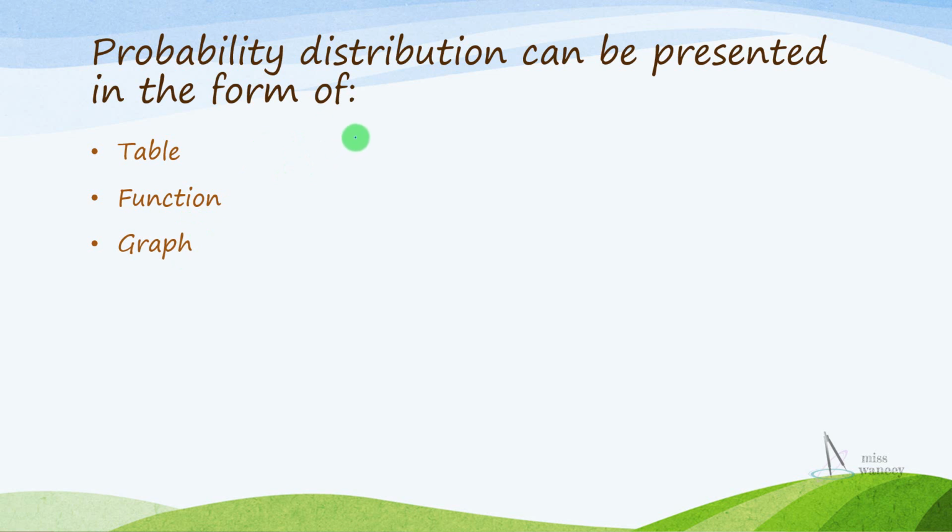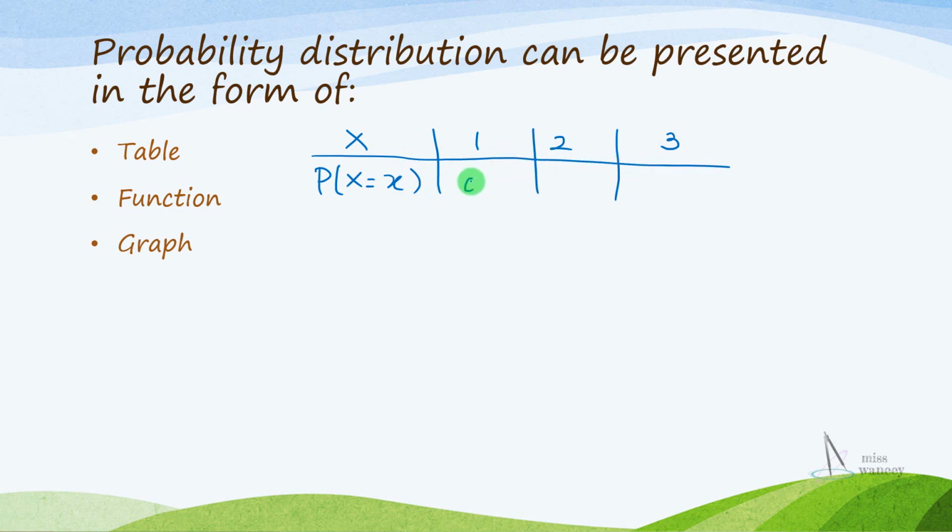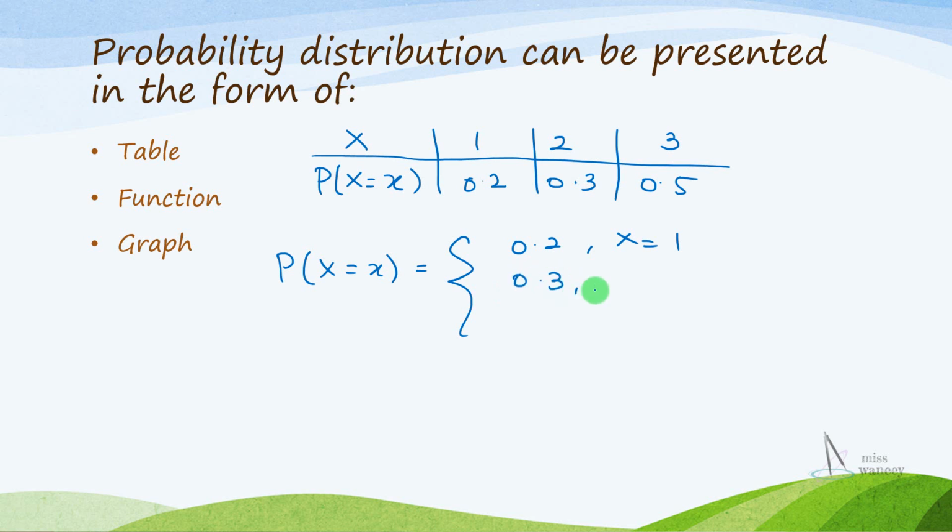For the table, you need to have the x up and then the probability for X equal to x below. The x can be, let's say, 1, 2, and 3, and then you write down the probabilities: 0.2, 0.3, 0.5. This is how we draw our table. To write the function, we write P(X = x), and then the function needs set notation: 0.2 for x equal to 1, 0.3 when x is equal to 2, and 0.5 when x is equal to 3. So this is the table and that is the function.